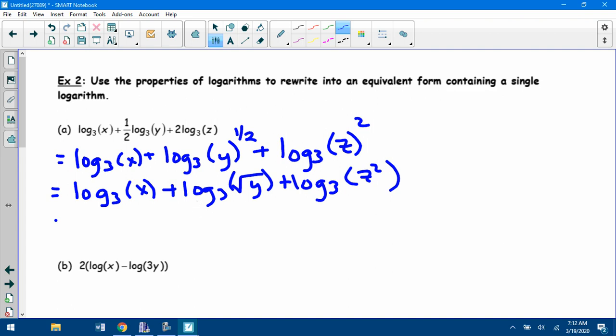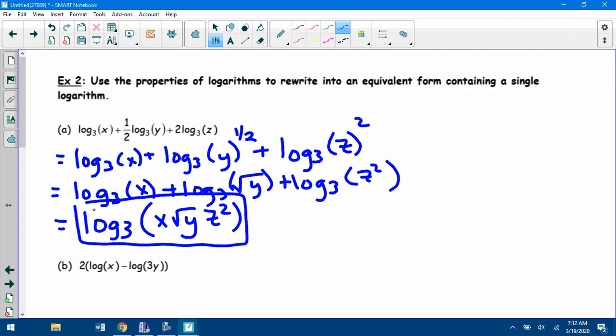So if 3 logs are added, we can just make this 1 log, log base 3, with everything inside it multiplied. So it'd be x times radical y times z squared. So your goal here is to have 1 log written in your answer. If you have log written more than once with a condensed problem, you didn't do it right.